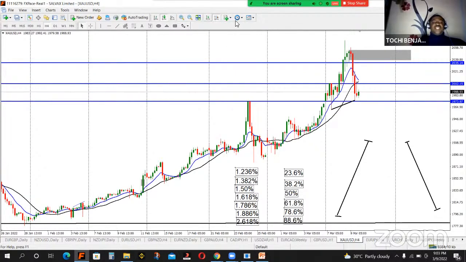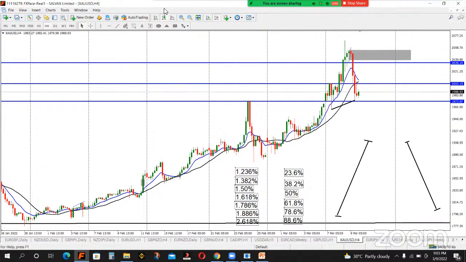How you get your Fibonacci is, look at this place, this place where my cursor is.